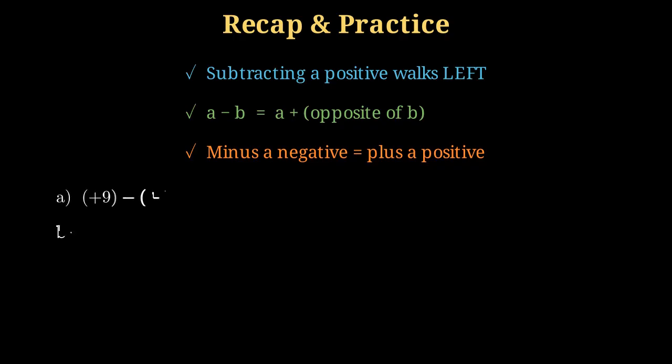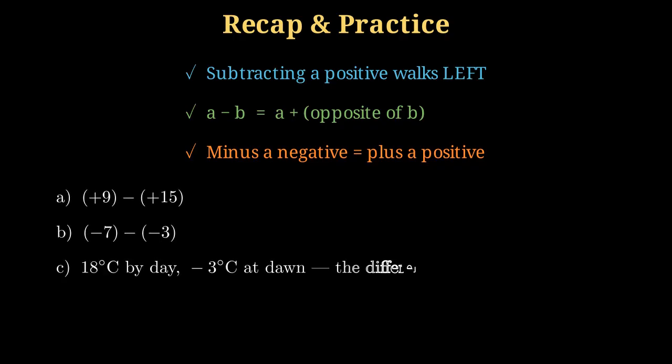Your turn. Pause and try these 3. A, +9 minus +15. B, -7 minus -3. C, 18 degrees by day, -3 at dawn. What is the difference?